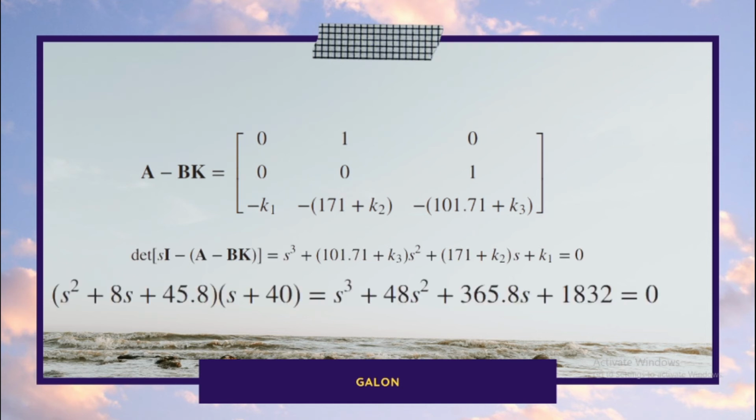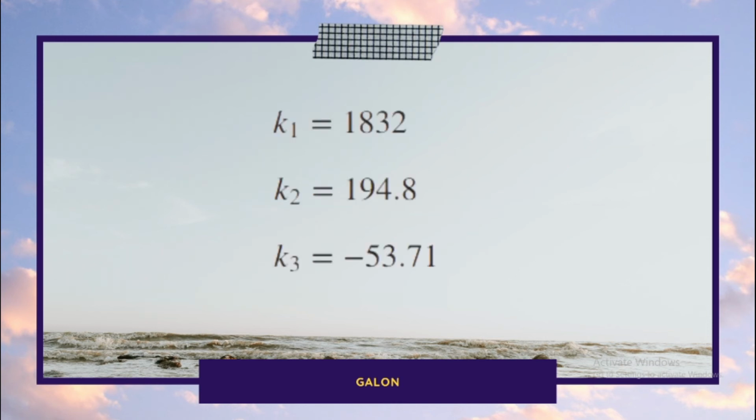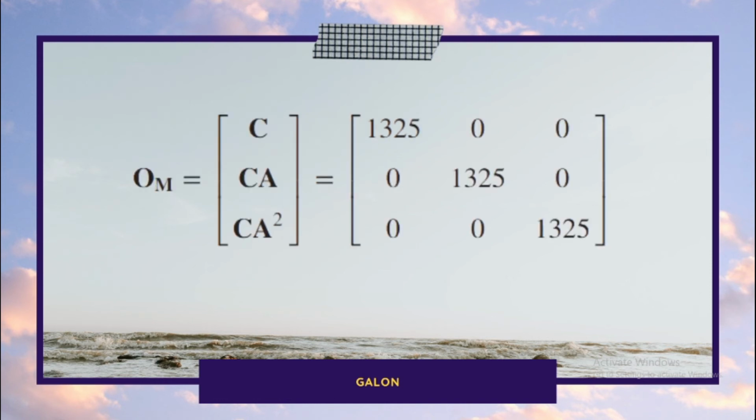So, we will now compare the two equations. We will evaluate the K_i's as follows. So, K1 is equal to 1832, K2 is equal to 194.8, and K3 is equal to -53.71.